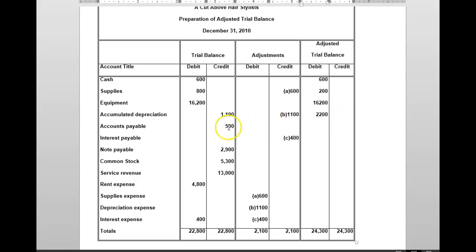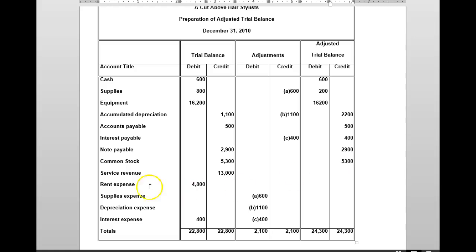My accounts payable, got to get it on the right side. That happens real easy. $2,200. And my accounts payable is a credit, so make sure you get over here on the credit. It has not changed. So that's $500 credit. We have interest payable. We didn't have anything to begin with, but now we have one for $400. So we need to put that on. We have a note payable that didn't change. We have common stock that did not change.